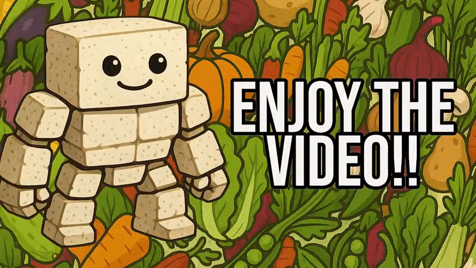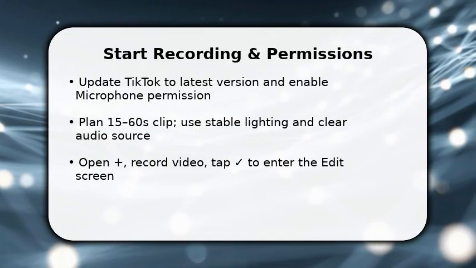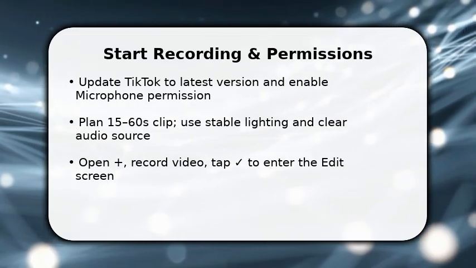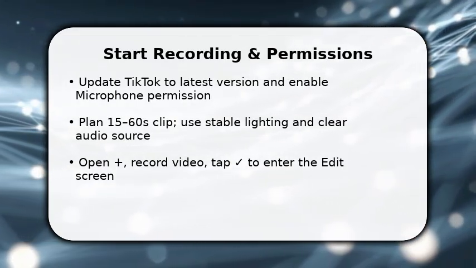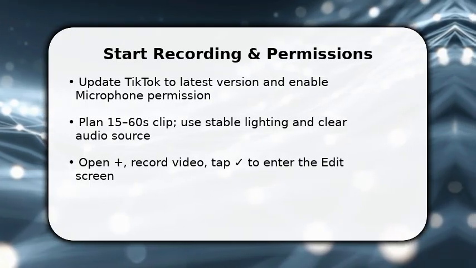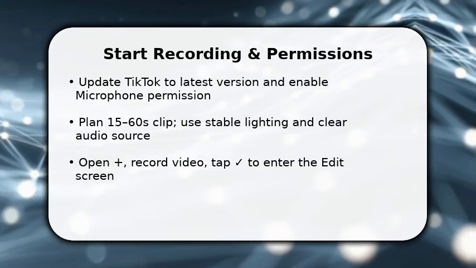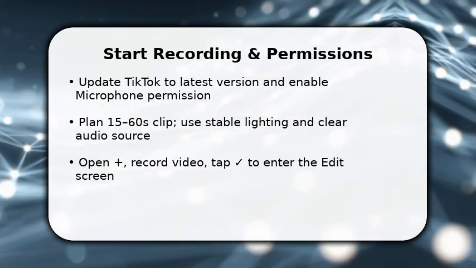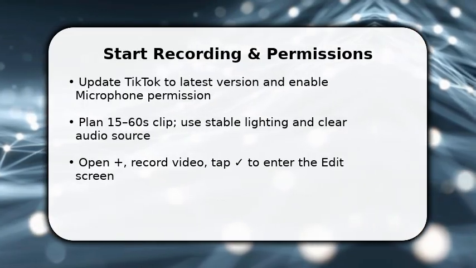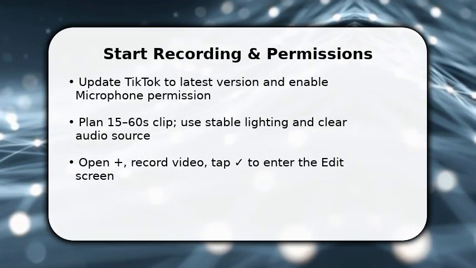Please enjoy the video. You'll start by making the clip itself, update TikTok, and give the app microphone permission so audio works. Once done, plan a 15 to 60-second idea and record with steady framing and good lighting. Make sure background noise is low, because clarity matters when you add a voice. After recording, tap the check mark to go to editing.